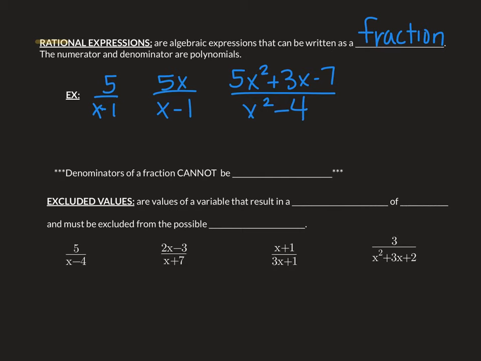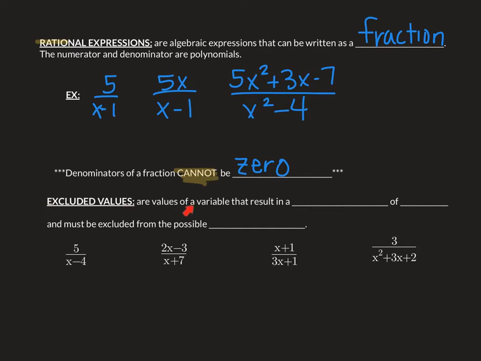Now, as a reminder, what do we know about the denominators of a fraction? There's one thing that a denominator cannot be. It cannot be, no matter what we put in it. It just can't be. So what is it? What is it that a fraction's denominator cannot be? It cannot be 0. This becomes very important, this fact that it can't be 0, because this leads us to our idea of excluded values.